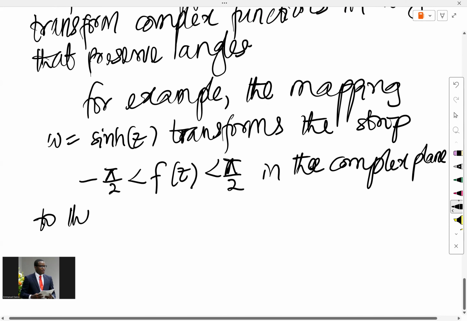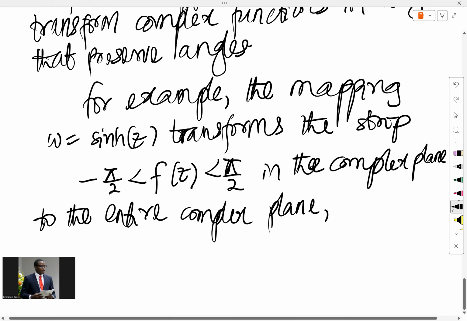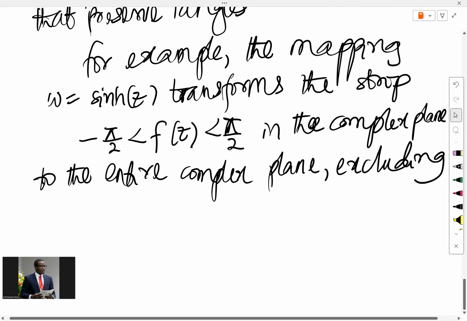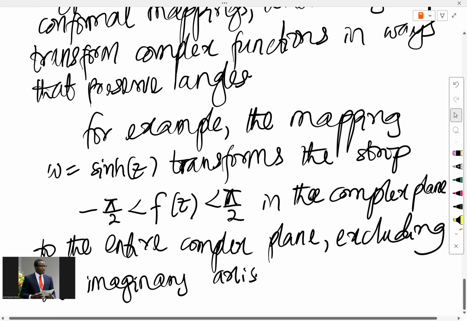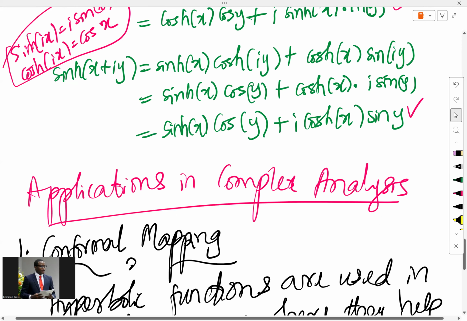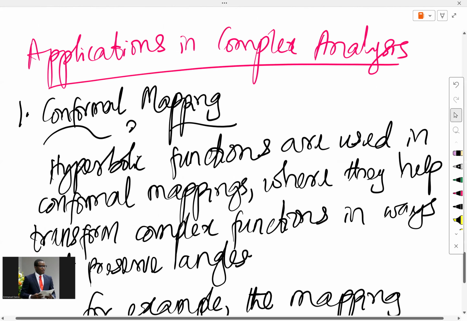to the entire complex plane, excluding the imaginary axis. So that's one application in conformal mapping right there.